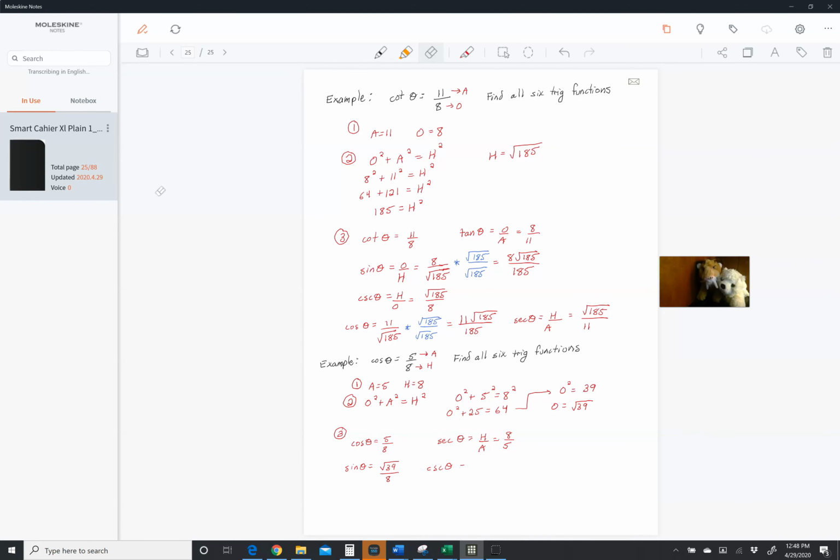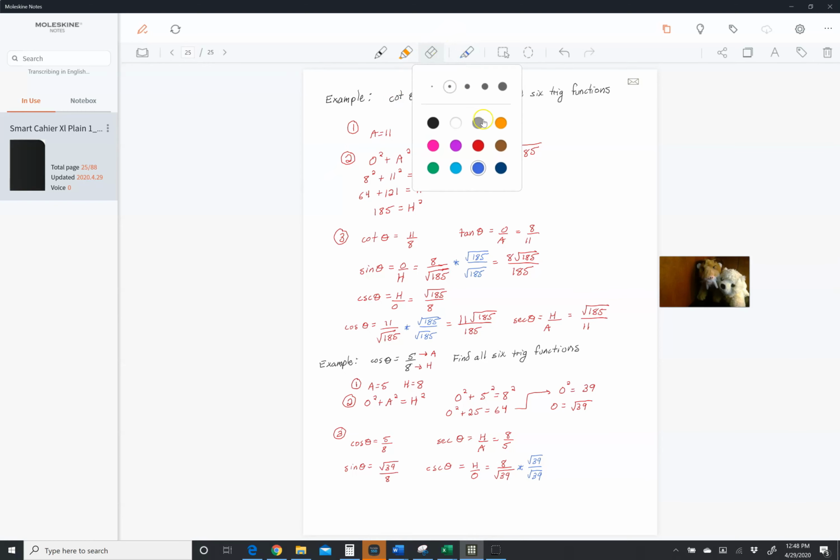Cosecant of theta is h over O. So our h is 8, and our O is the square root of 39. You need to rationalize the denominator. So we have a square root. So what do we do? We multiply by the square root of 39 over the square root of 39. So that means that our cosecant is 8 square root of 39 over 39. And 8 and 39 don't have a common factor, so that would be it.